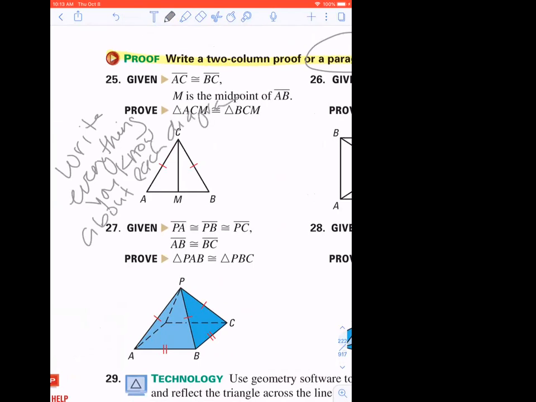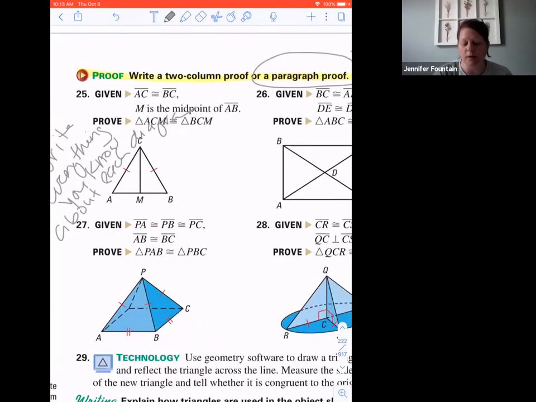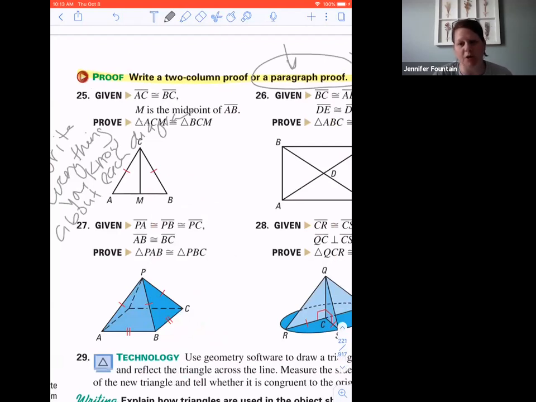Okay. So we're not doing a proof? You don't have to write, basically we're going to kind of use it as what, it's not going to be an exact paragraph proof, but you can just write everything about the figures that you know. Okay? You know that they have given that, you can see in number 25, you can see the sides that they have given that are congruent. You can see that CM is a common side for both of them, and we know that CM is equal to CM by the reflexive property, okay?